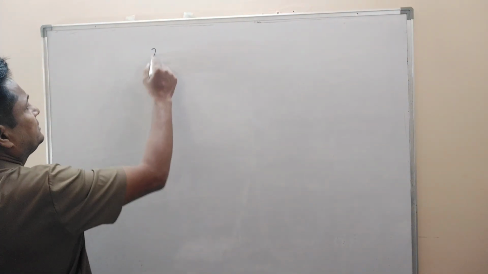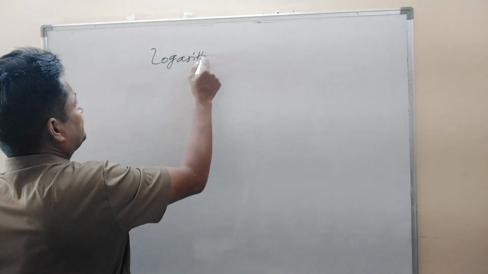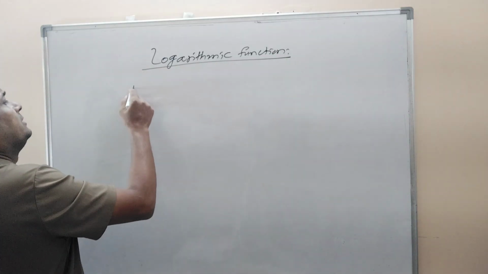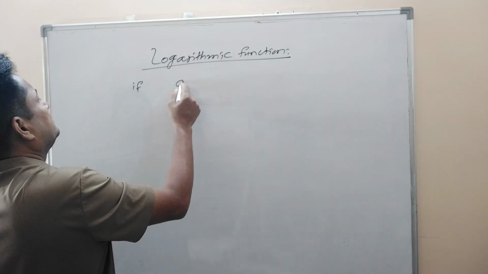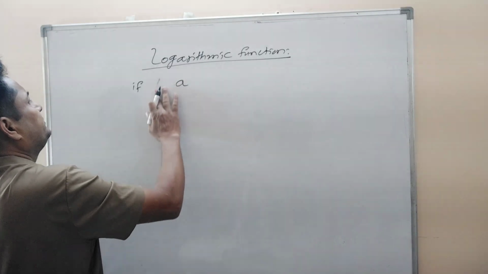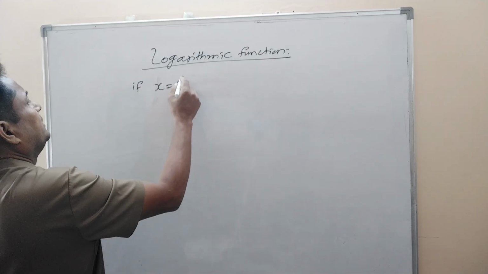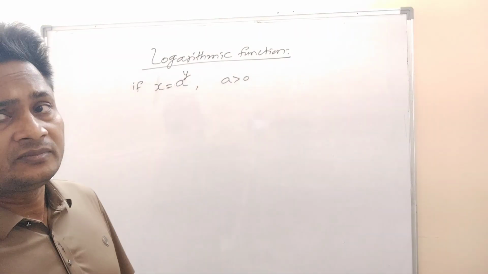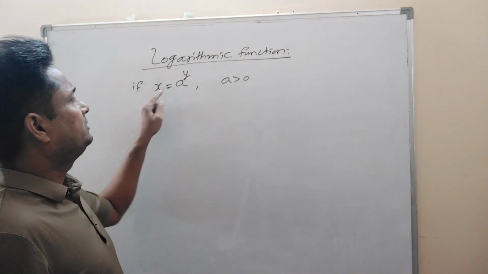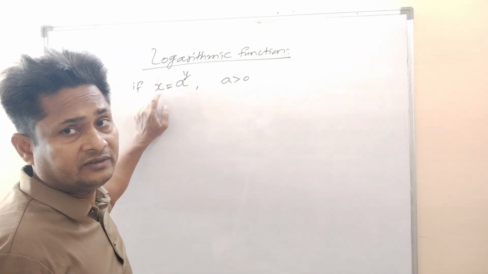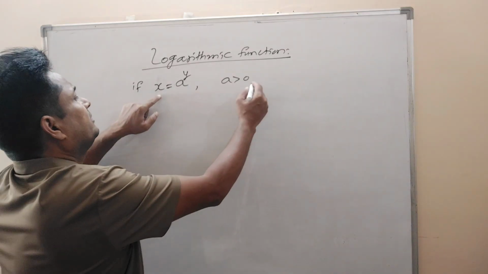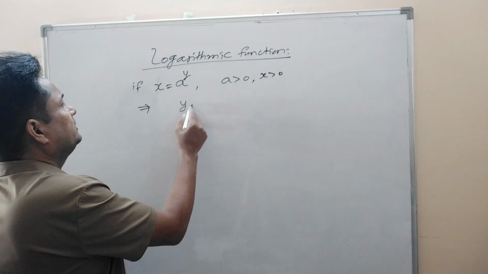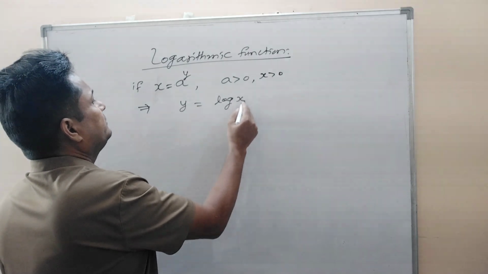So let's discuss the logarithmic function. If we have x equal to a to the power y, and a is greater than 0, if a is positive, then definitely x will always be a positive value. Then this equation can be written as y is equal to log of x base a.